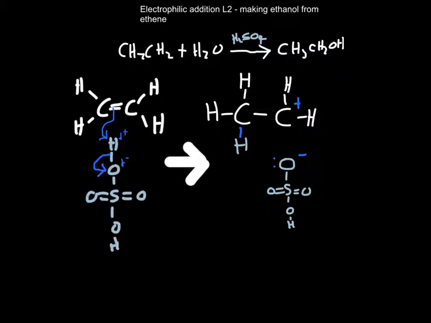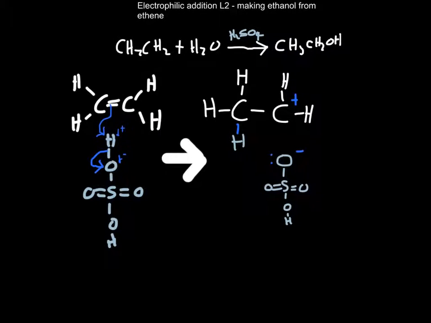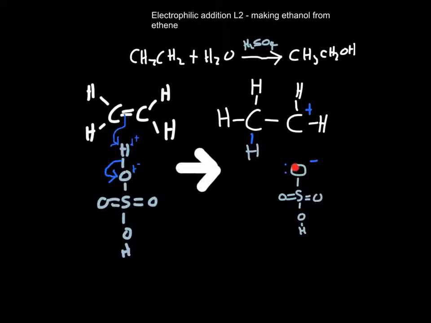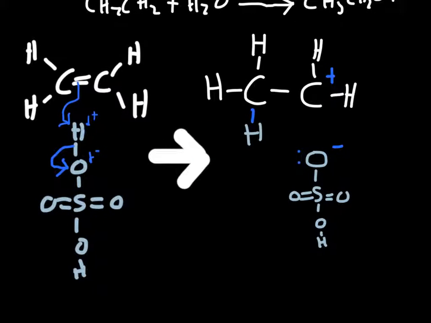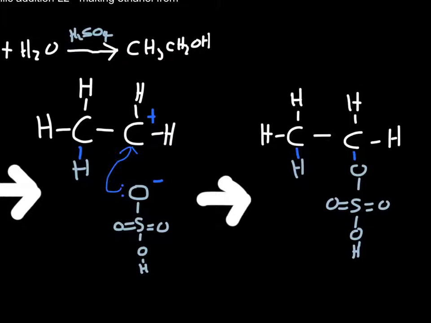Okay, so this oxygen here with the negative charge, the lone pair is going to be attracted towards the positive carbon, the carbocation. So we draw a curly arrow coming from here, going towards this carbon. Okay, and it forms this intermediate. So you can see you have this intermediate here with the sulfuric acid added onto the ethene.